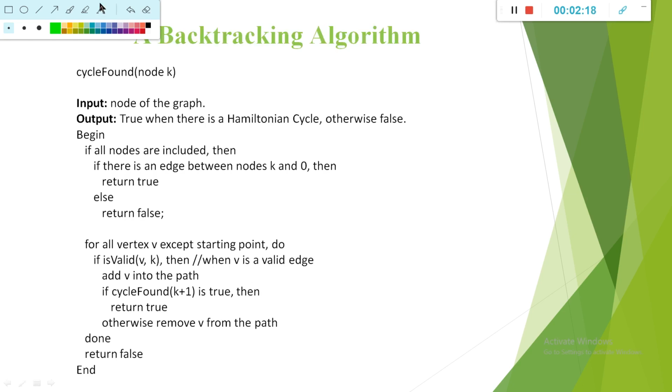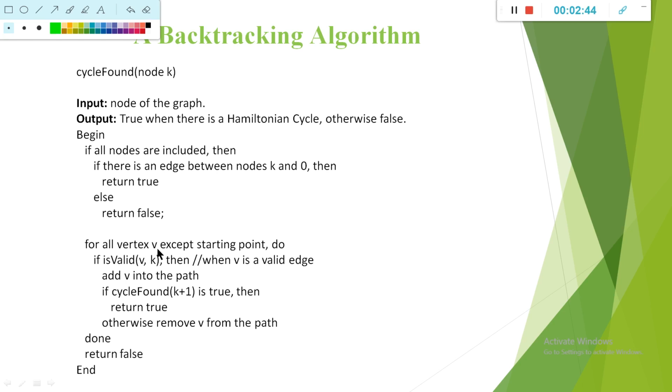We'll see the algorithm now. This is the algorithm to find the cycle. Input: nodes of the graph. Output: true when there is a Hamiltonian cycle, otherwise false. Begin. If all nodes are included, then if there is an edge between the node k and 0, return true, else return false, after including all the nodes of the graph in the array.